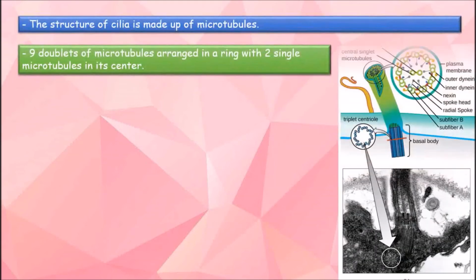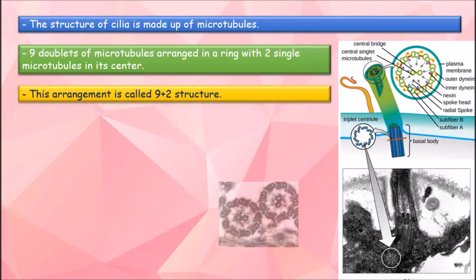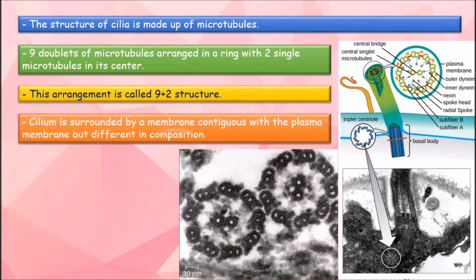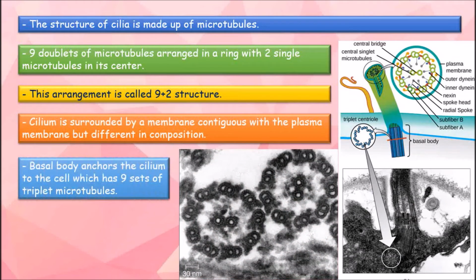The structure of cilia is made up of microtubules. Here, 9 doublets of microtubules are arranged in a ring with 2 single microtubules in its center. This arrangement is called the 9+2 structure. The cilium is surrounded by a membrane contiguous with the plasma membrane but different in composition.